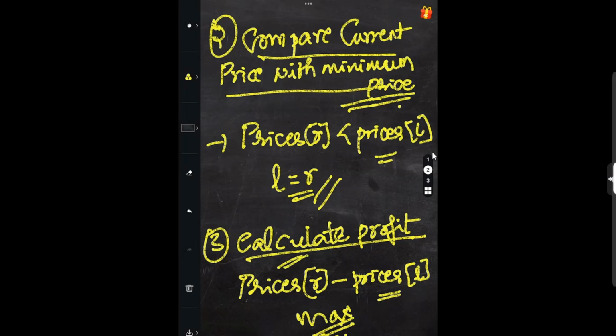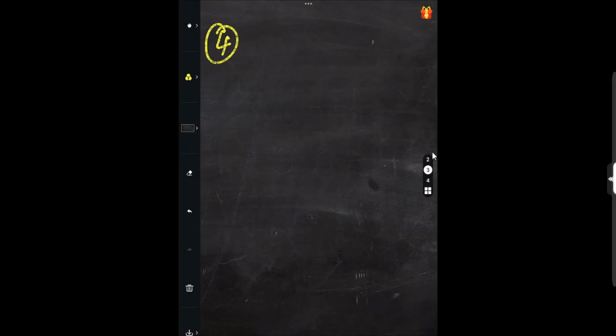So the third step is calculating the profit: prices of R minus prices of L. To keep track of the maximum profit, we'll use the variable max. The final step is to return the result: we just return the value of max after completing the loop. This will be the approach that we'll be going with.